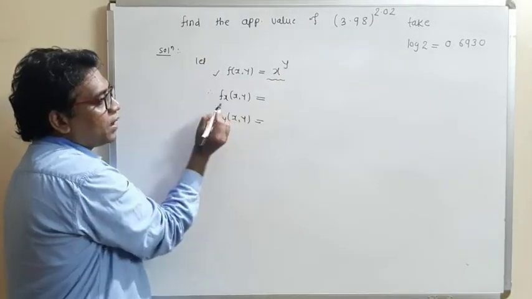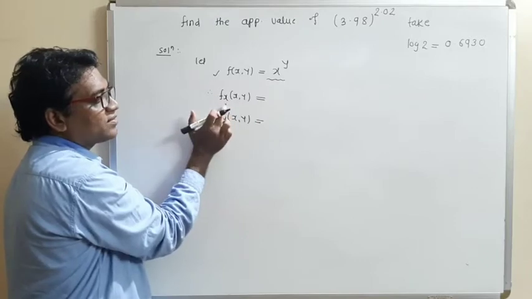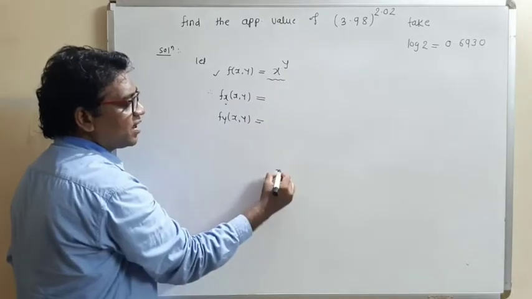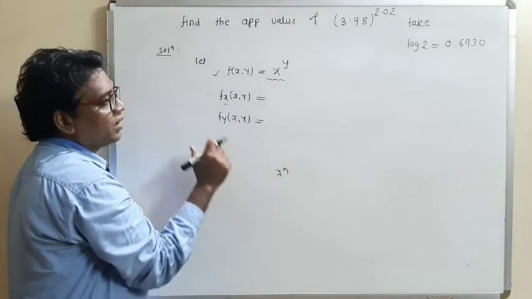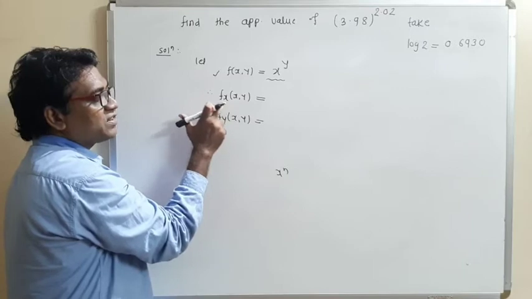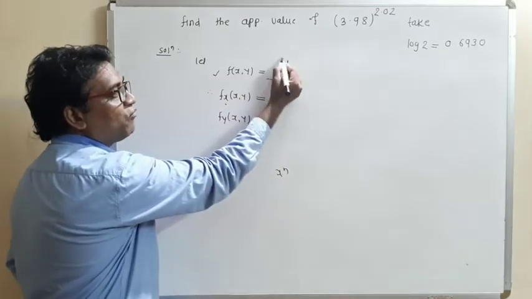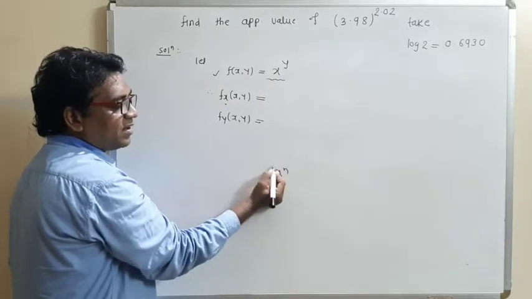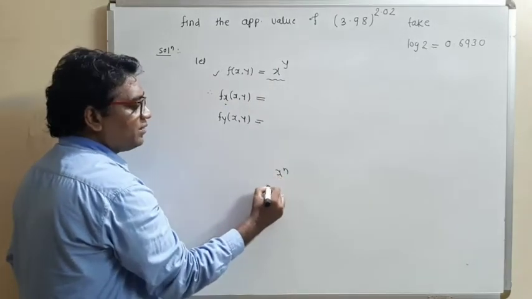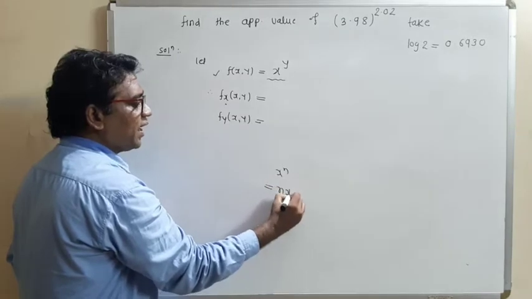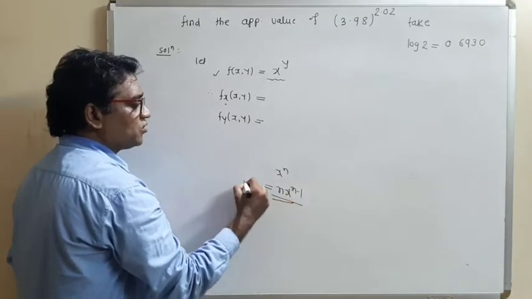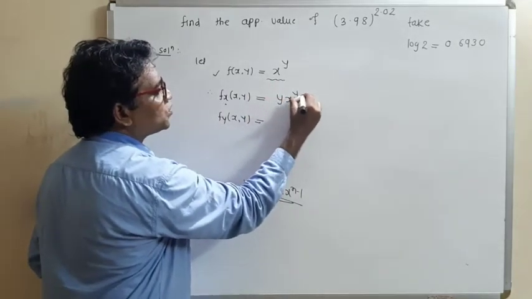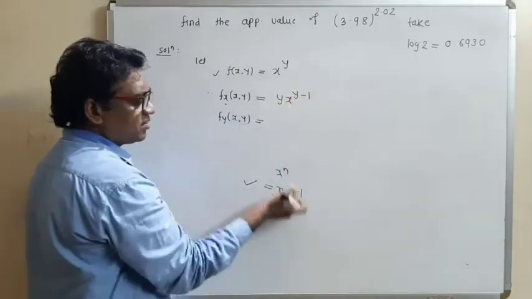Fx means differentiating this f partially with respect to x by keeping y constant. So this is a constant term, and this is just like x raised to n type. Partial derivative with respect to x means we have to keep y as a constant quantity. So this is just like x raised to n. So what is the derivative of x raised to n? It will be n x raised to n minus 1. So use this formula. So this is y x raised to y minus 1. So this is the same formula.